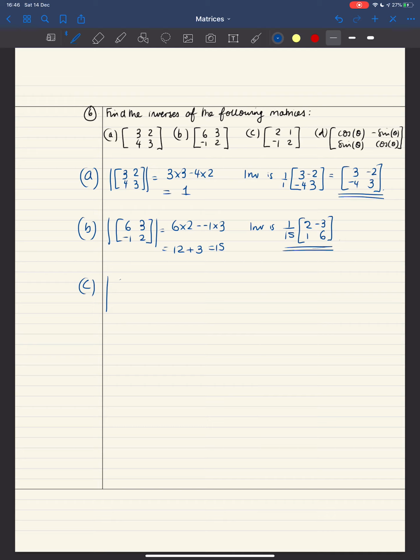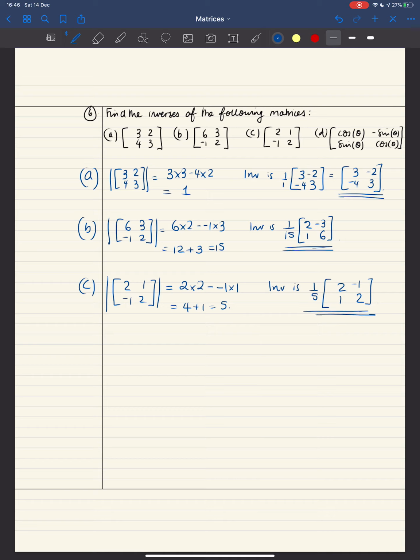C, the determinant of this, 2, minus 1, 1, 2. So it's 2 times 2 minus minus 1 times 1. So it's 4 plus 1, which is 5. And the inverse is 1 over 5. Swap the leading diagonal, change the sign on the other.